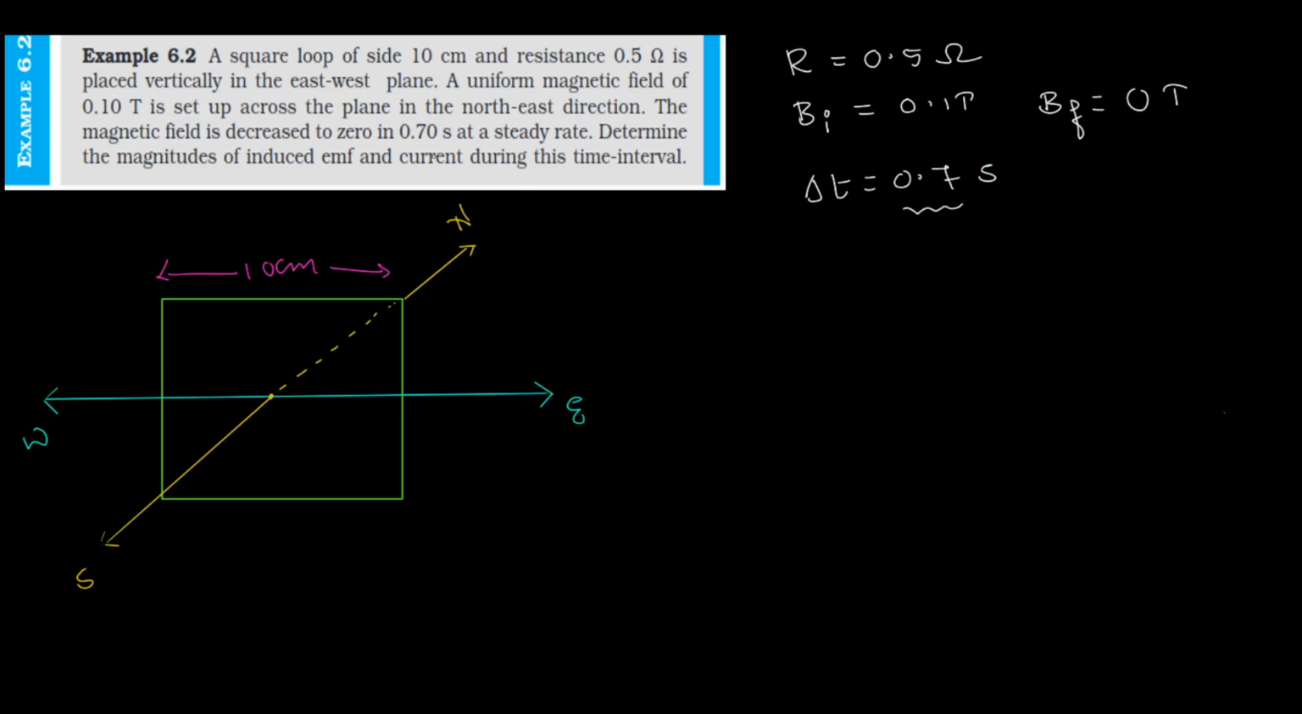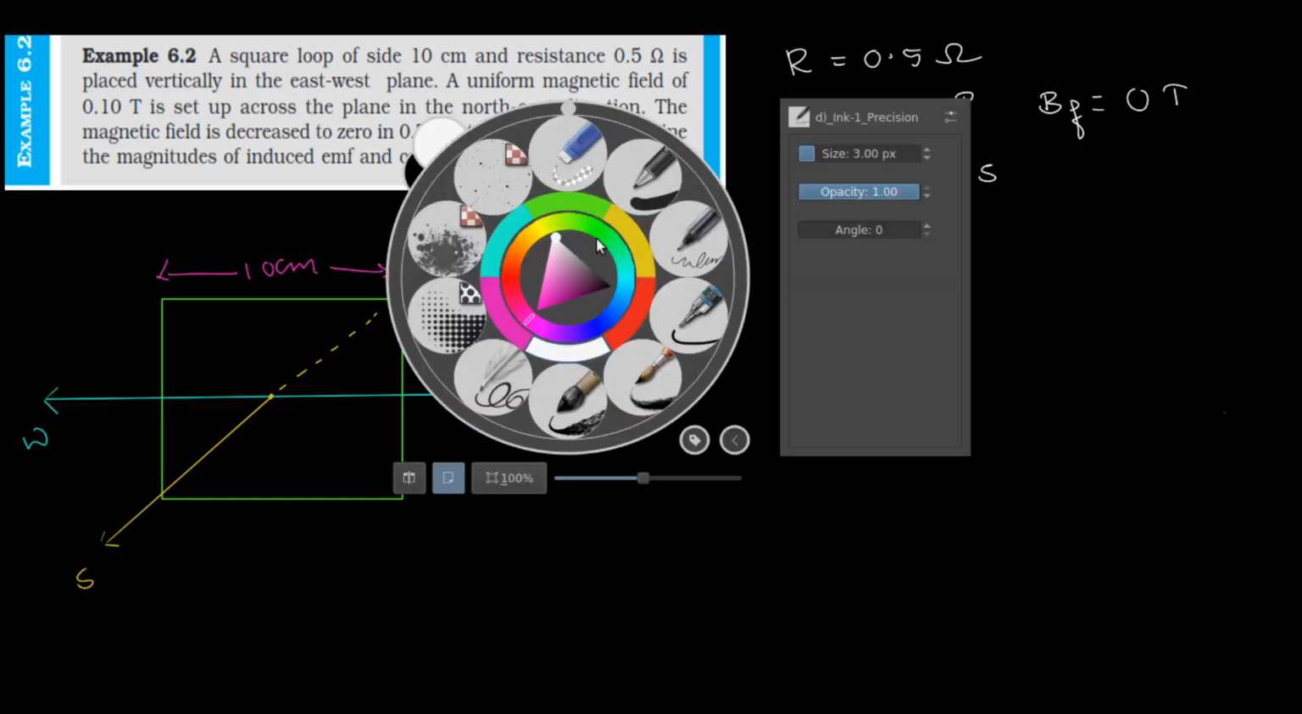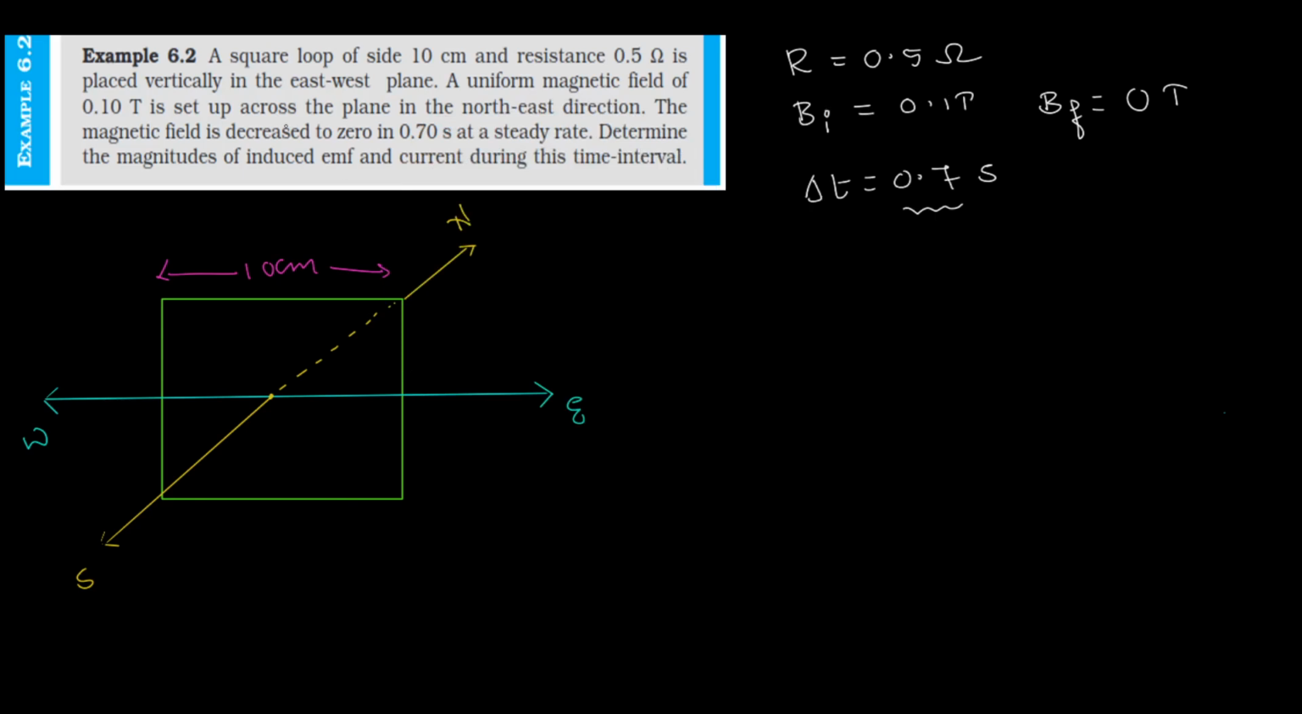Yeah, pretty much this, except for the magnetic field, which I still have to show the direction. Look at the question carefully. They've said that the magnetic field is set up in the northeast direction here. So let's find out the northeast direction. Northeast would be somewhere between north and east, right? Exactly between north and east. This will be your northeast direction, and that's the direction of the magnetic field that they've established.